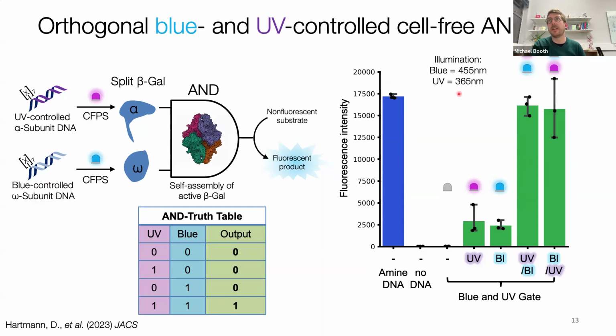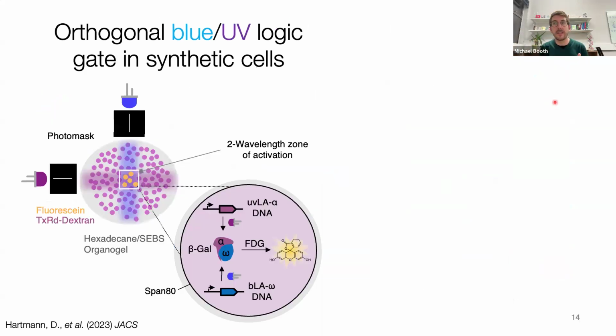So this is exactly what we see here. Only when we shine both wavelengths of light do we get this activity. And then the cool thing about that is obviously you can encapsulate that into a synthetic cell and get synthetic cell computing, right? So in this case, we've again got that AND gate. We've got the UV alpha unit, and then the blue omega unit, and that will only make it when we're shining both wavelengths of light.